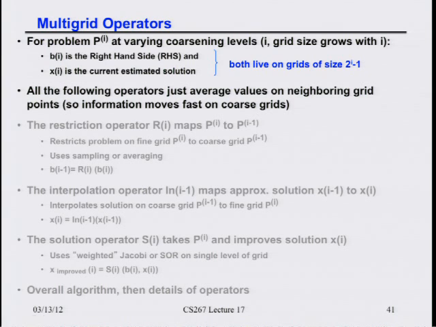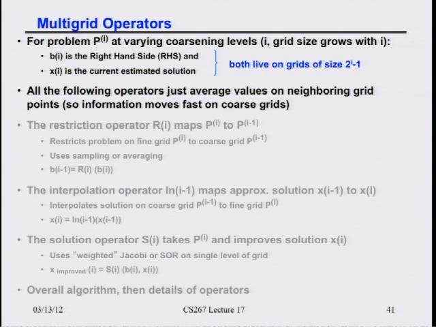So now what I need to do is figure out how to do what I described, which is take a problem on the fine mesh and move it to the coarse mesh. That's called restriction. I'm going to figure out a mathematical operation restricting my fine problem to my coarse problem.